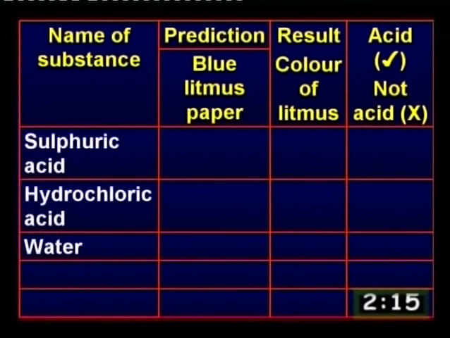If you have copied down the table, you may fill in the names of the substance that you have. For example, I have filled in some of the substances that we are going to look at. So you can fill that in and then fill in your prediction, the second column. So fill that prediction in. What color will the blue litmus paper turn in those substances?